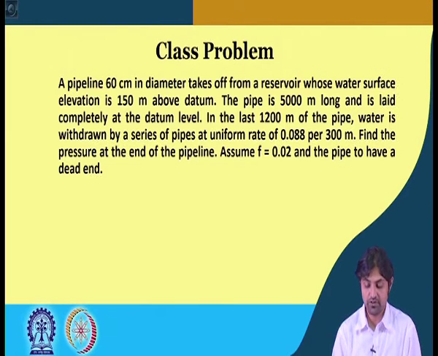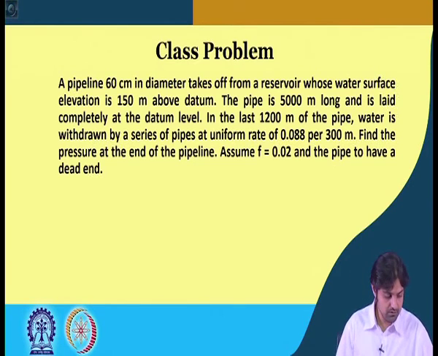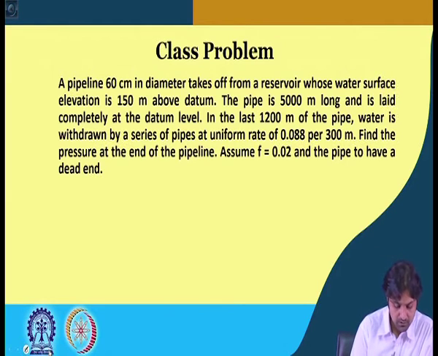In the last 1200 meter of the pipe, water is withdrawn by a series of pipes at uniform rate of 0.088 per 300 meter. Find the pressure at the end of the pipeline. Assume f is equal to 0.02 and the pipe to have a dead end. So if you understand this question, I am going to solve this.